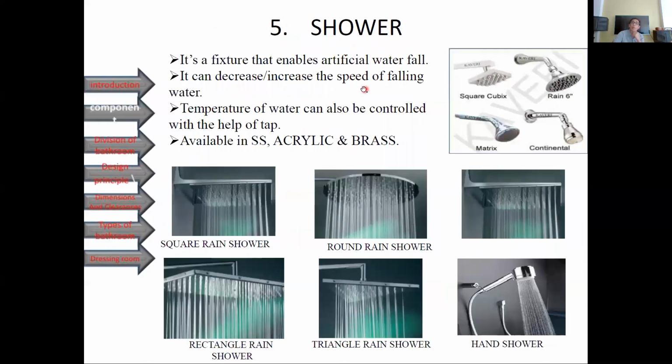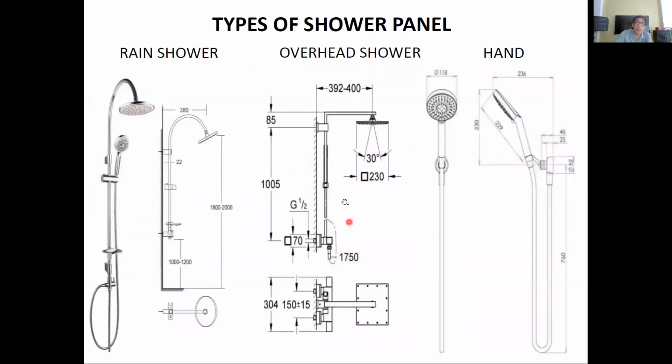So we have also the types of showers. We have the square cubics, we have the rain 6 inches, we have the matrix and the continental. This is what we see commonly in toilets. No? But the upgraded toilets use the matrix, no? And they also have a rain shower. But this is a rectangular rain shower, no? As you can see, the shower is evenly distributed, no? On the toilet or shower cubicle. So we have the square rain shower, the round rain shower, the triangle rain shower, and the rectangle rain shower. So different types of shower panel.